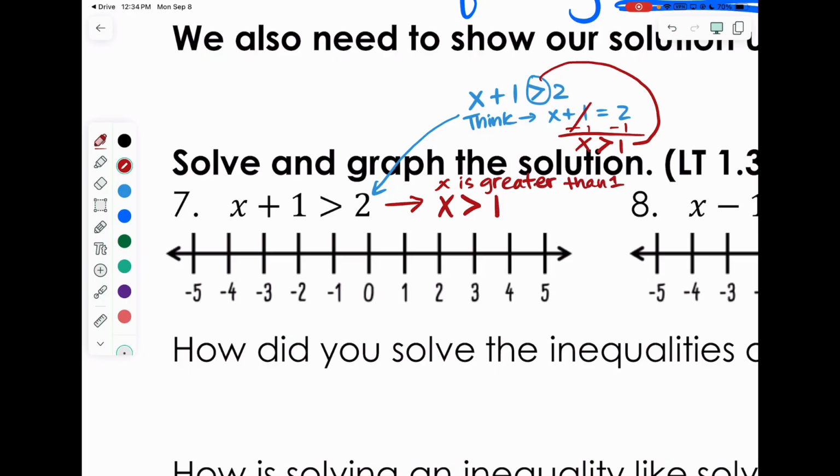So here's 1. Do I put an open or closed circle? Open circle. Oh, not on 2. It should be on 1. And which side is greater than 1? Right side or the left side of 1? Right side. The numbers keep getting bigger and bigger towards the right. Okay. Any questions?